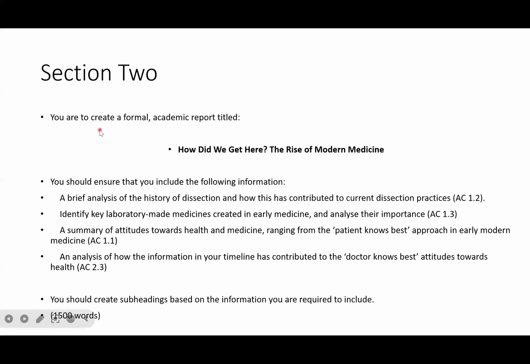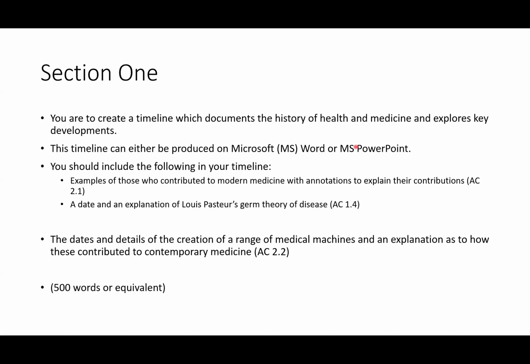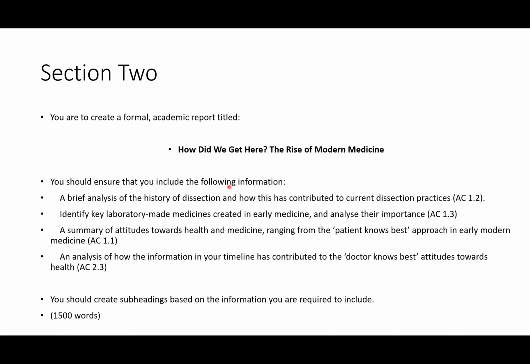Section 2, as I said, is a formal document, an academic report, which is titled, How Did We Get Here? The Rise of Modern Medicine. Okay, so it's an academic report. That's why it requires references. Even section 1 will require references. We use Harvard referencing, and a maximum of 10 references can be used. Here I said a maximum, not a minimum, so you can use fewer than 10, but for this document you can mostly use 10 references.